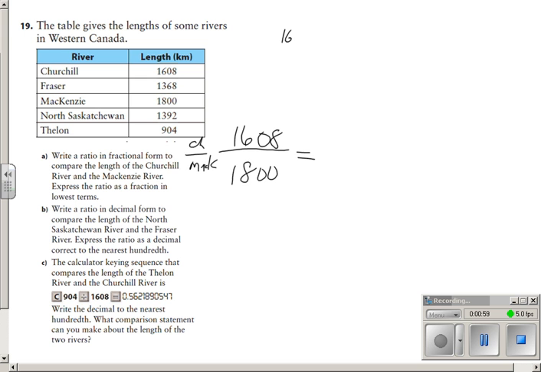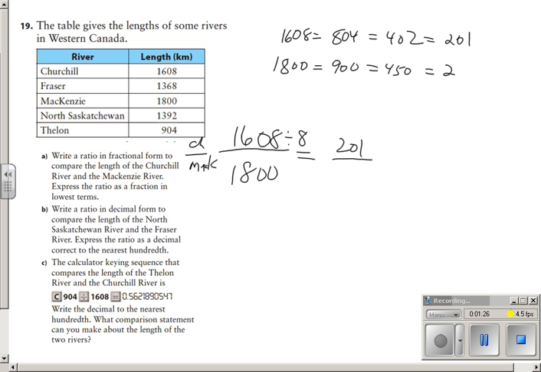I'll just start with 1608. If I divide that by 2, I get 804. If I divide that by 2, I get 402. And if I can do it one more time, which I can, I get 201. So 1608 divided by 8 is 201. If I do the same thing with 1800, divided by 2, I get 900. This is divisibility rules for 8. Divided by 2 again, I get 450. And divided by 2 again, I get 225. So this, when divided by 8, equals 225. You can check it out with a calculator if you want, but I'm sure it works.